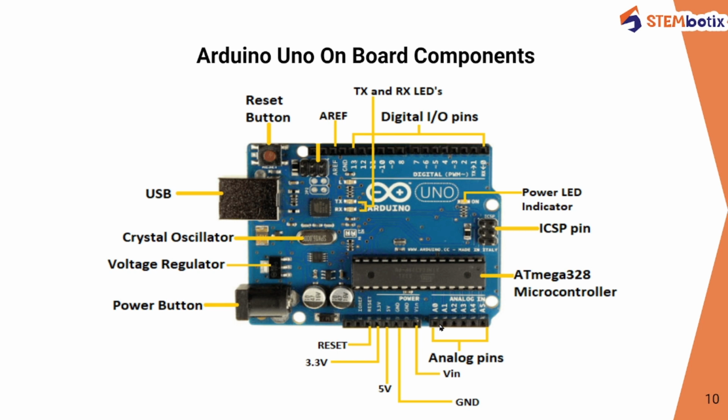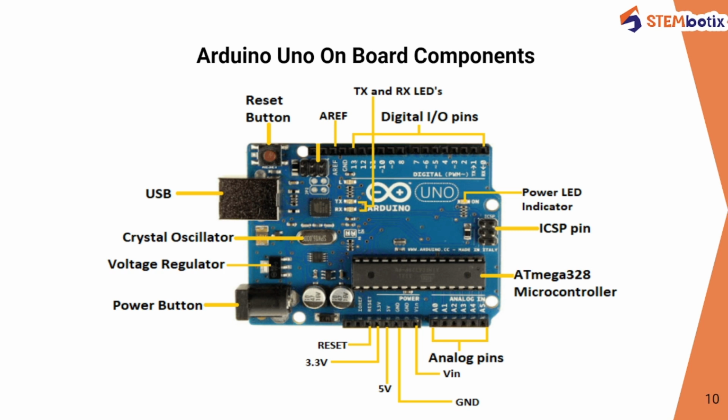After that we have analog pins named from A0 to A5. These are 6 different analog input pins. It means the Arduino Uno board has 6 analog input pins from A0 to A5. These pins can read the signal from an analog sensor.